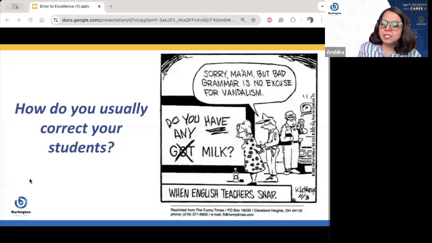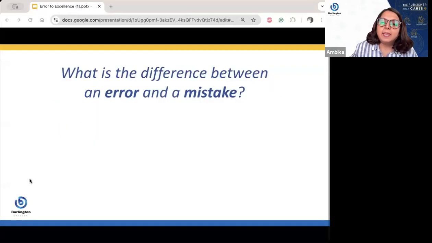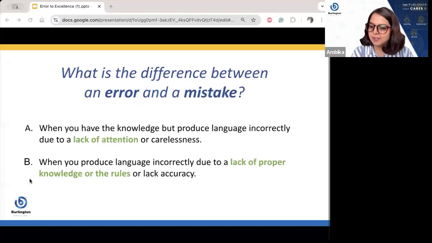So before we go into that, do you know what is the difference between an error and a mistake? I've put two definitions here, A and B. Can you tell me if A is an error or a mistake and B is an error or a mistake? I think I know which one is which, but I would like to first see what the participants think. Let's see the teachers. So do you think A could be an error and B could be a mistake, or B could be an error and A could be a mistake?